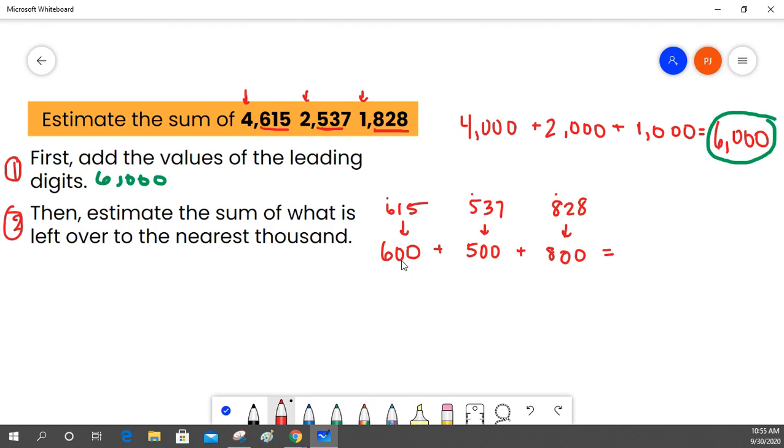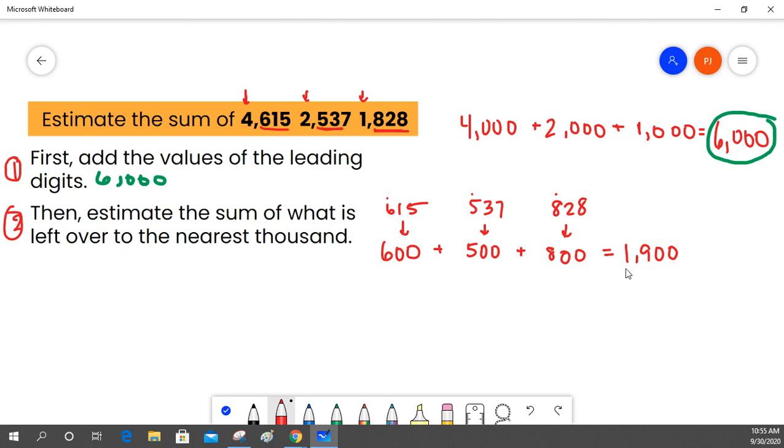Let's see here. Can I make any strategies? Well, 6 plus 5 is 11, plus 8, that's 19. So I know that my number is 1900s, or 1,900. So I did the first part. I found the sum of the leftovers, but now I need to round it to the nearest thousand.